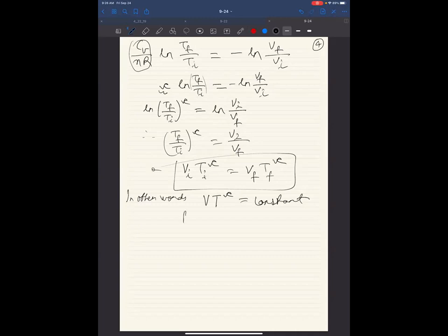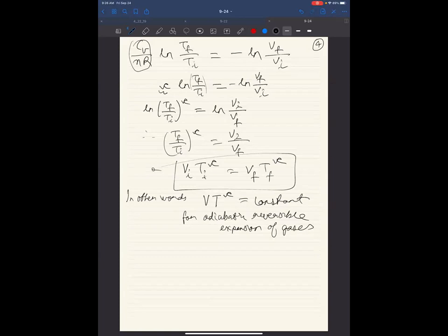Is equal to constant for adiabatic, reversible expansion of gases. And by expansion, I mean expansion or contraction. So this is an interesting relation. And our heat capacity shows up here directly. Heat capacity is the power that goes up here.